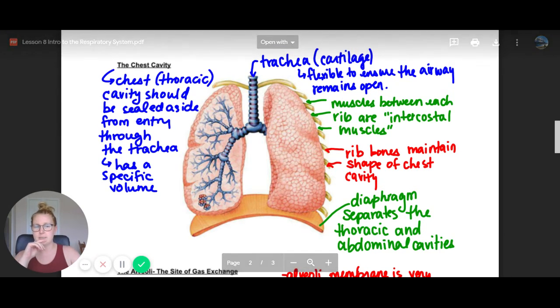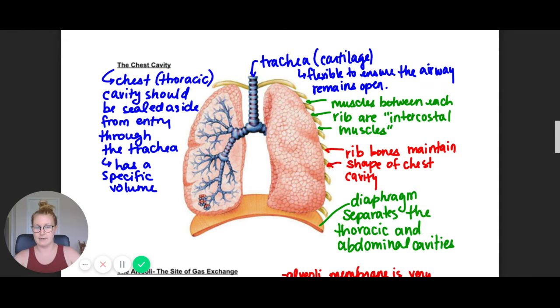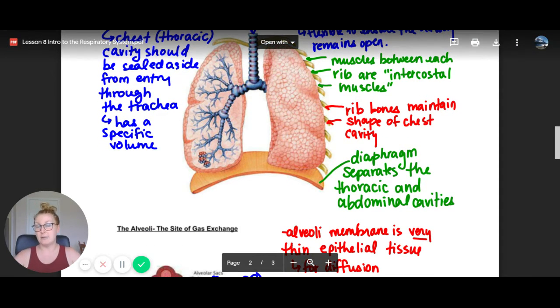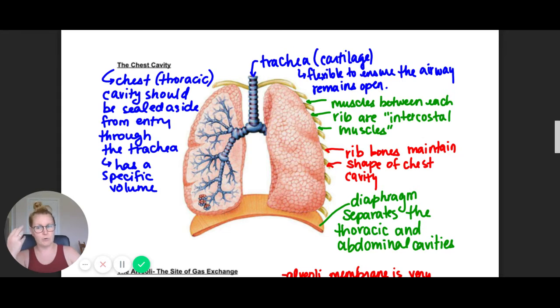Again, down here is the diaphragm, and that's separating the chest cavity from the rest of the stuff. So it's making a very sealed container. Very specific volume, very specific pressure. And in lesson 9, we're going to discuss why that pressure and volume are so, so important.